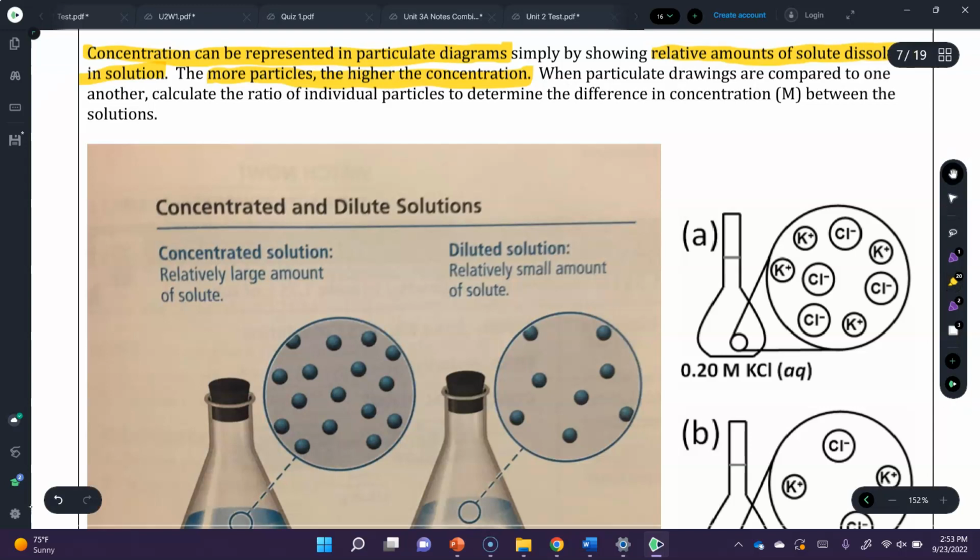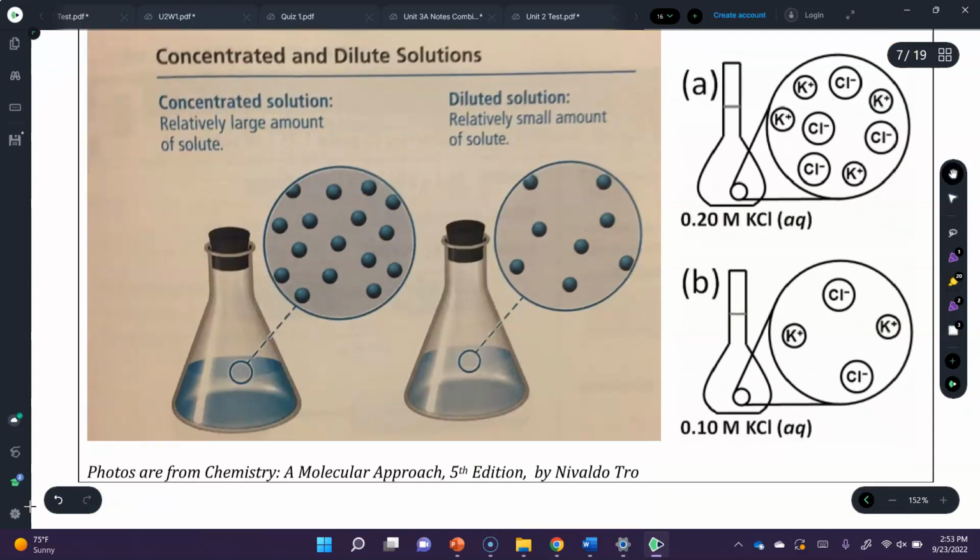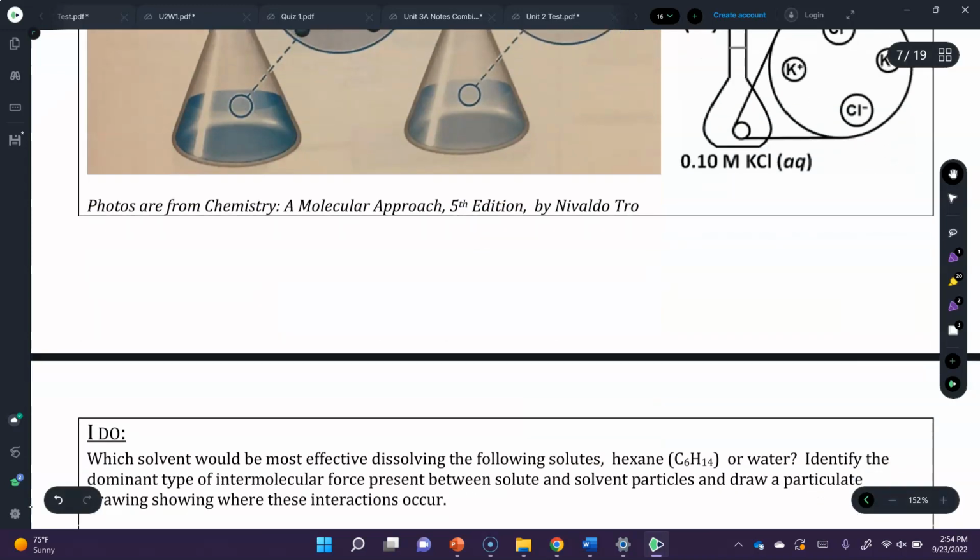So if we look at the example that's down here, we see a 0.2 molar potassium chloride and a 0.1 molar. And if we count, we see that we have twice as many in the A model than we do in the B model, which represents the fact that the A model, 0.2 molar, is twice as concentrated as the 0.1. Okay? So we draw half as much when it's half as concentrated.